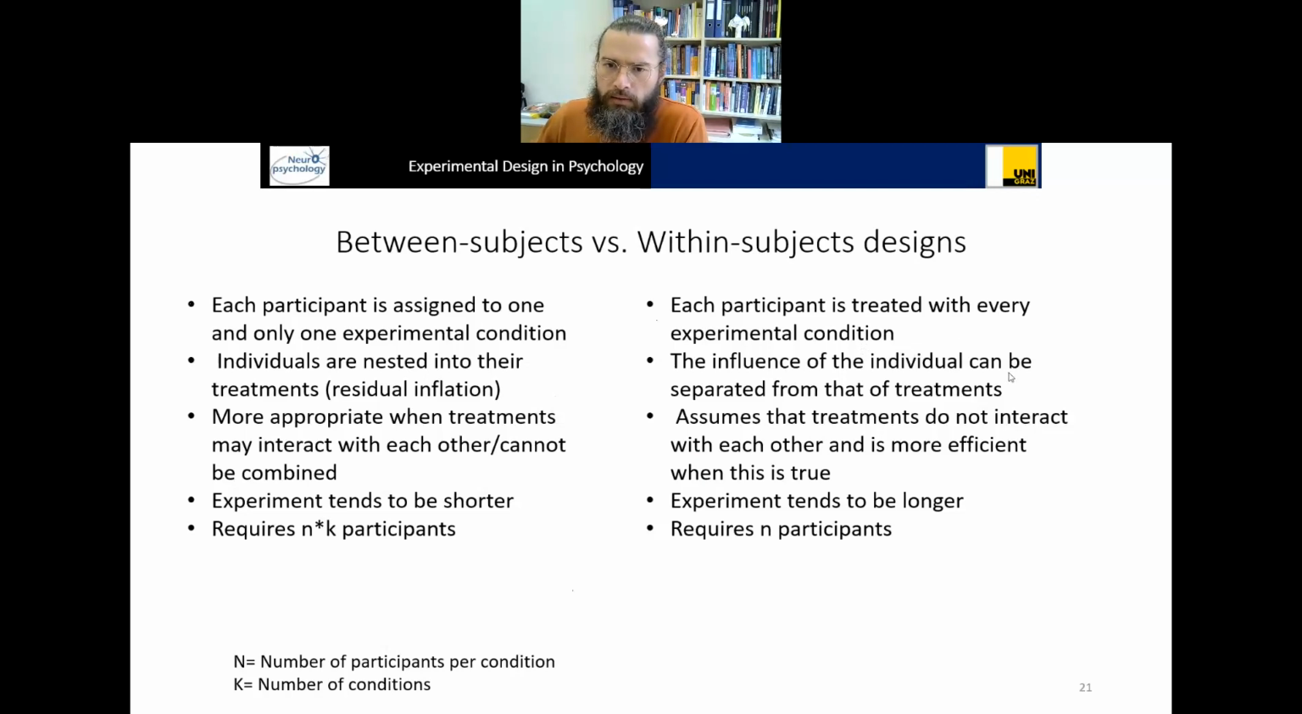Okay, so the influence of the individual can be separated from that of treatments, so this is an increase in validity you may have by separating sources of variation in your experiment. It assumes that the treatments do not interact with each other and is more efficient when this is true, and is a catastrophe when this is not true. So you cannot be careless about being sure that this assumption is true in your specific case.